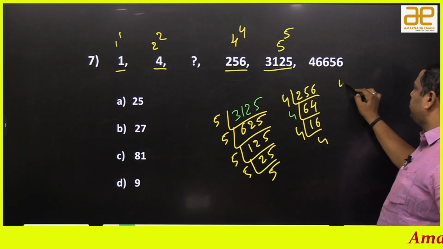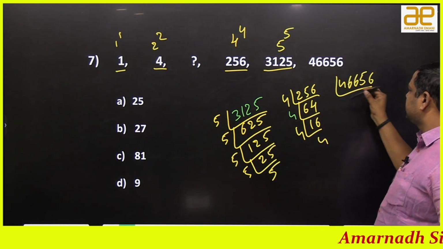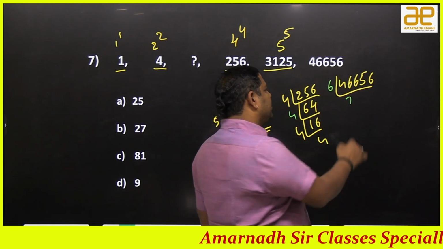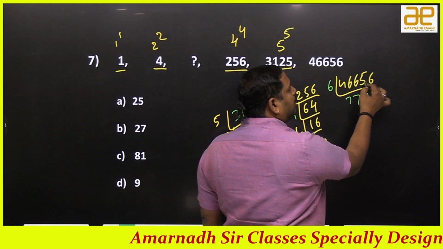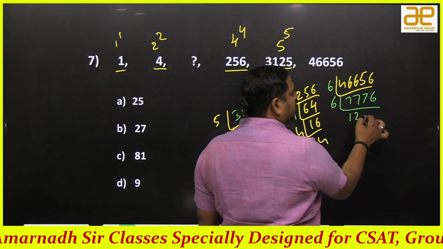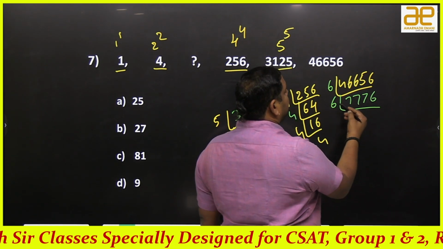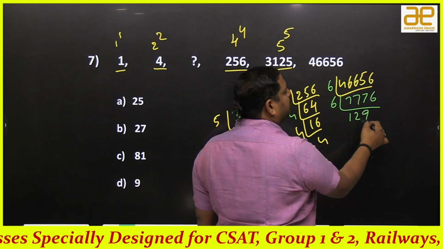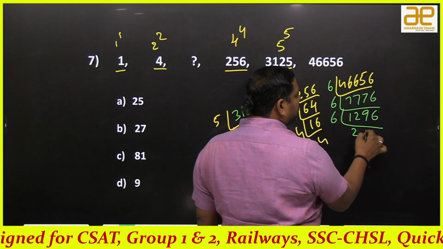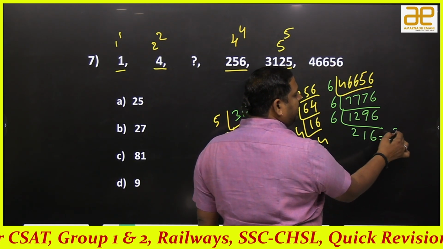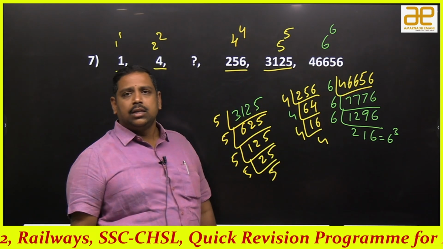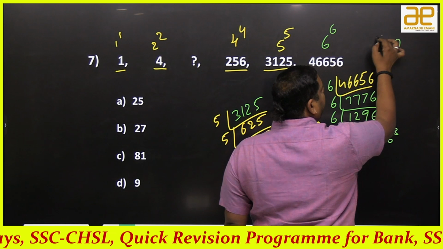6 power 6 means 46656. Divide with 6. Okay, 6 sevens are 42. Next one is again 46, 7 sixes. Okay, again 45, 7. 36 means 6. 7776. 6 ones. 57 means 6. 6 ones. 6 twos. 57. Yeah, 6 nines are 54. 36 means 6. Go with it again. 6 twos, 1s and 6s. 216 means 6 cube, right? 6 cube, 6 power 4, 6 power 5, 6 power 6. So it is 6 power 6. So now the logic is n power n for this question, right or wrong?